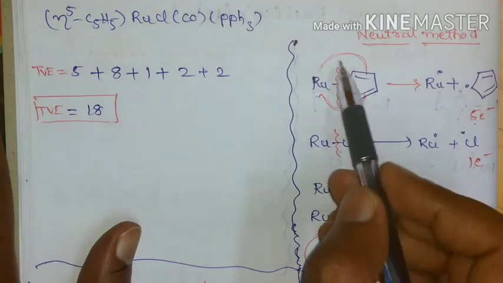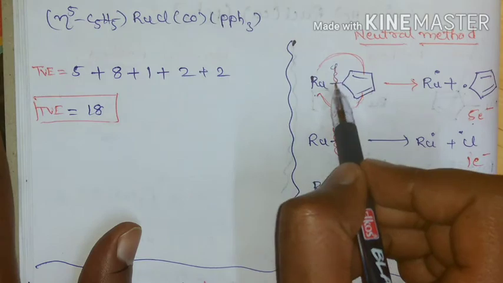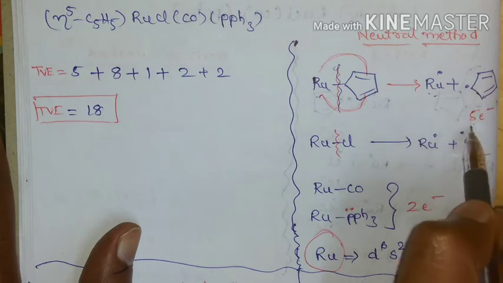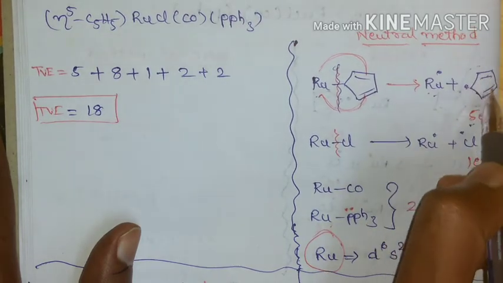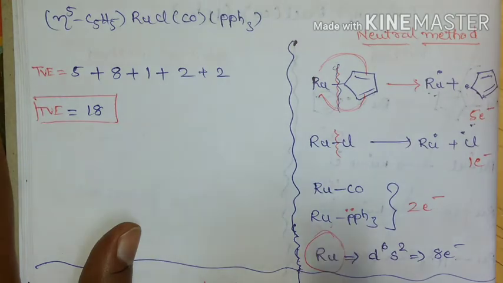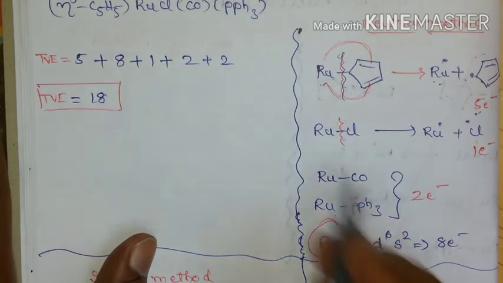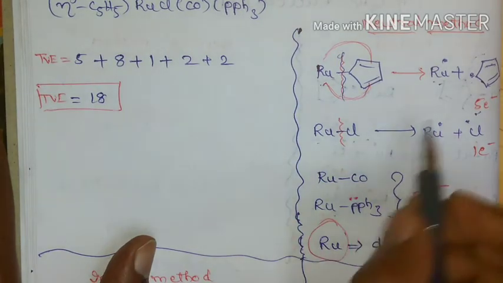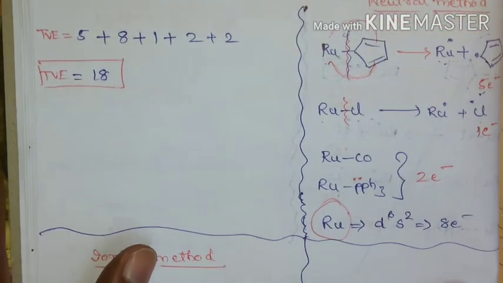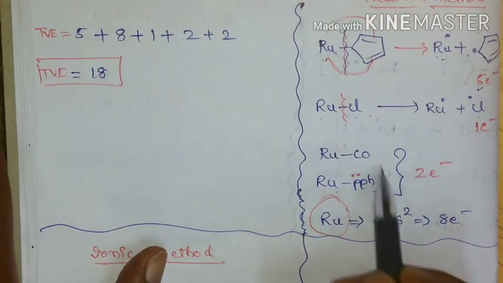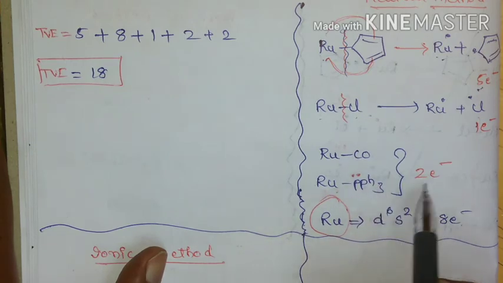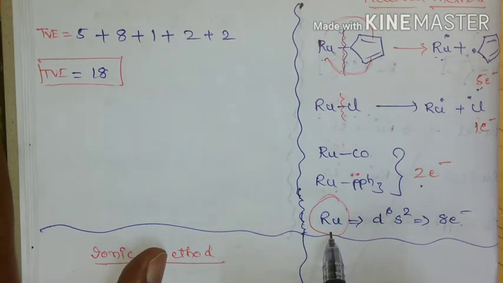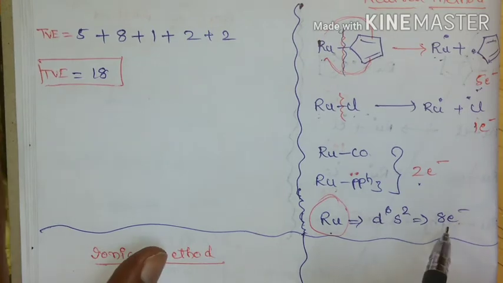If you see the neutral method, I am going to do homolytic cleavage and I am going to get radicals. Eta 5 C5H5 is going to contribute 5 electrons, that is 1, 2, 3, 4, 5. And if you see Ru-Cl, if I do homolytic cleavage of this, it is going to contribute 1 electron. Ru-CO and Ru-PPh3, these two ligands are neutral ligands, so each is going to contribute 2 electrons. And the metal, here it is ruthenium, is going to contribute 8 electrons.